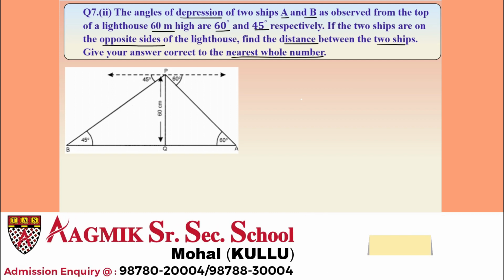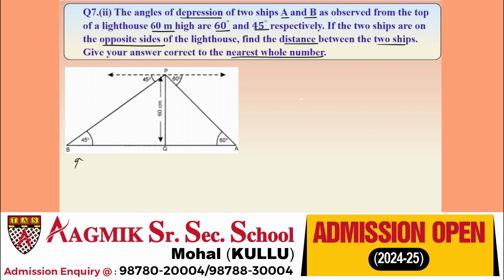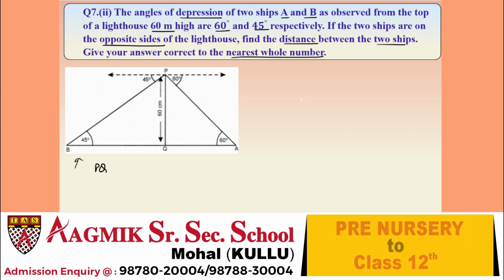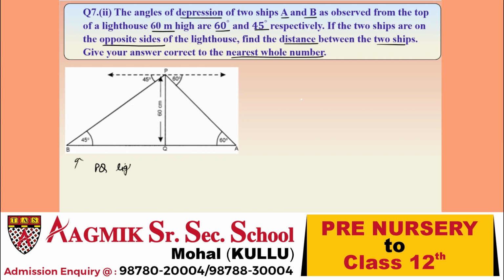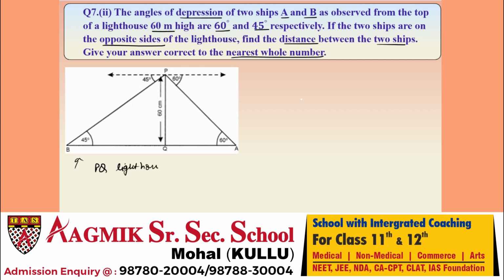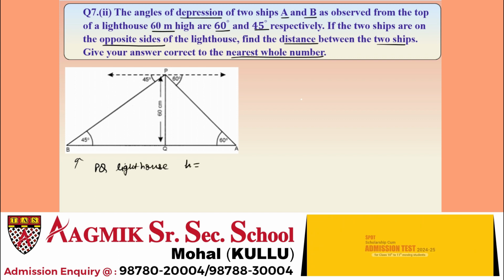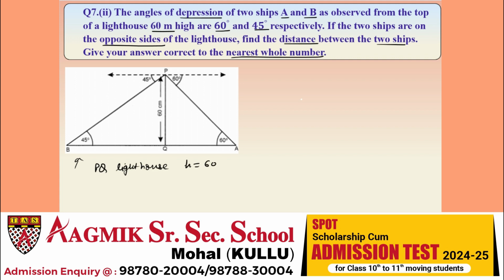Now you will have to draw the figure like this. Suppose PQ is the lighthouse. So here PQ is the lighthouse. Alright. And we are assuming, or you are given, that the height h is equal to 60 meters, right?